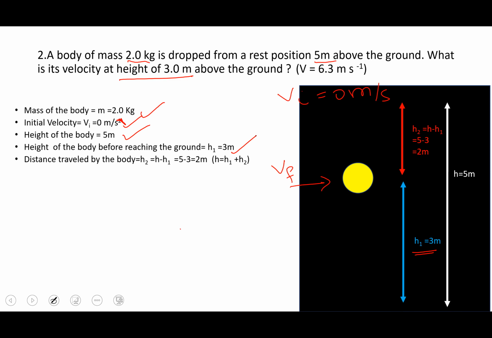The distance traveled by the body is h2. That means this much is h2, which is h minus h1, which is equal to 5 minus 3. So we can find it from there. 5 minus 3 will be equal to 2 meters. So this much height will be equal to 2 meters. Because when h2 and h1 add up, that is equal to the total height h. Let me clear this out.